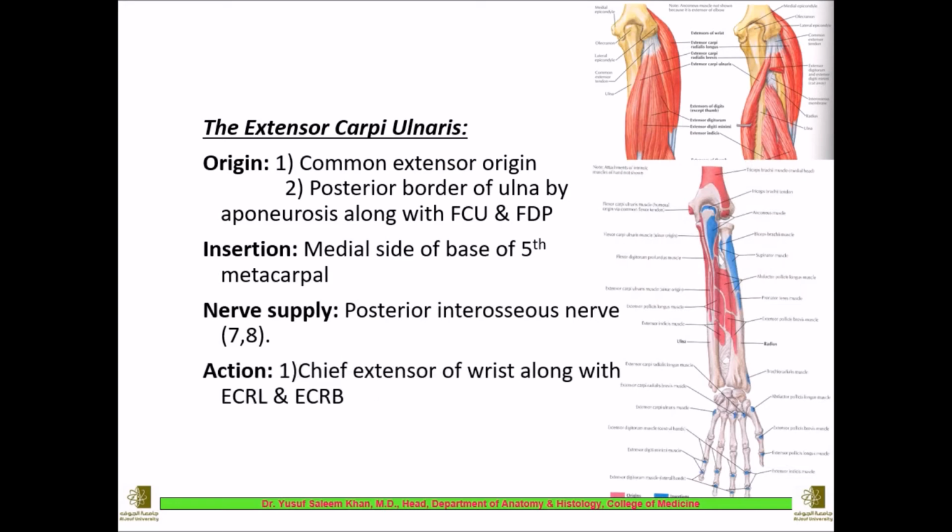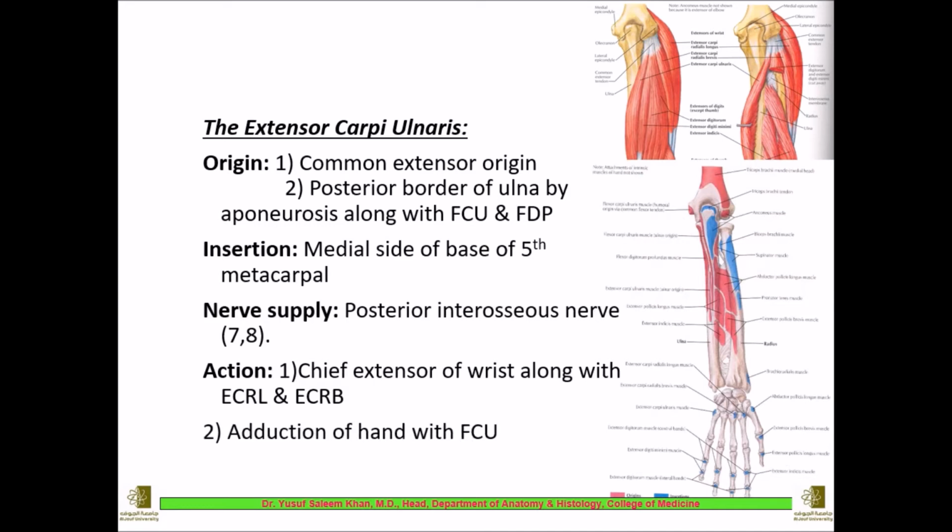Actions: because it is on the medial side, and because it belongs to the extensor compartment, this muscle will be helping in the extension of the wrist joint, along with the two muscles which are on the lateral side, that is the extensor carpi radialis longus as well as the extensor carpi radialis brevis. All these three muscles are the chief extensors at the wrist joint, and they will be helping in the extension of the wrist joint as well as even the elbow joint. Okay.